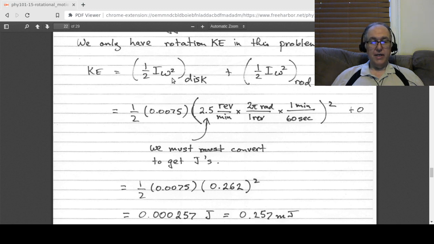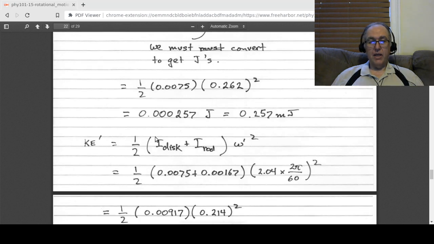The kinetic energy due to the disk is 1/2 the moment of inertia of the disk, which we have above, times the initial angular velocity squared. The disk was at 2.5 RPM, revolutions per minute. Convert the revolutions to radians, convert the minutes to seconds, squared, plus 0. The rod isn't rotating initially, so it contributes 0 energy initially. If we work that out, it turns out to be 0.000257 joules, which is annoying because there are a lot of zeros there, so I just wrote it as 0.257 millijoules. That's our initial energy.